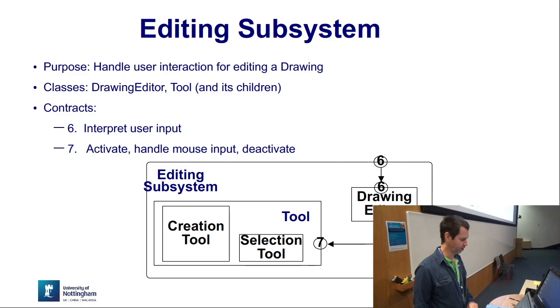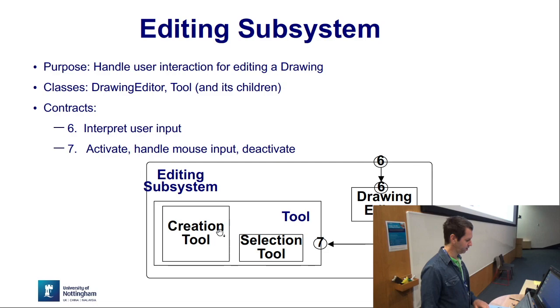The rest of the lecture is mostly examples of subsystems, really. Here's another subsystem in the drawing editor. It's called the Draw Editing Subsystem. It handles user interaction for editing a drawing. So you have a drawing, you want to make changes to it, and this is the subsystem that handles that. So we have a drawing editor, a tool, and its children, right? Remember, tool had a bunch of children, like selection tool, creation tool.